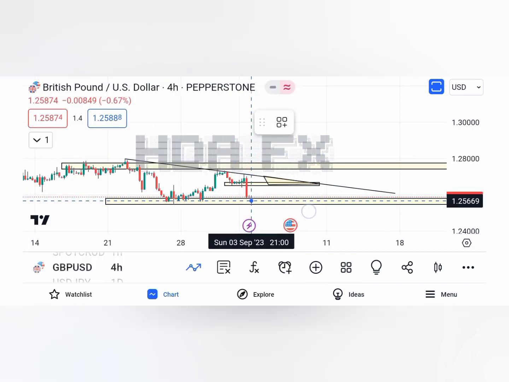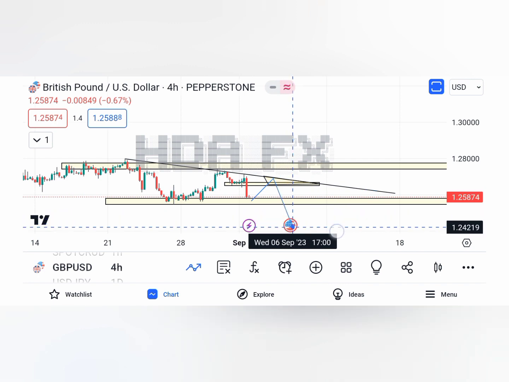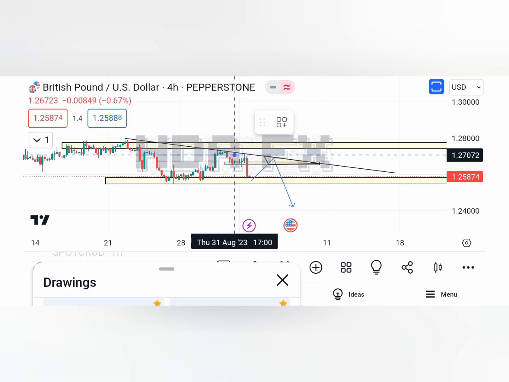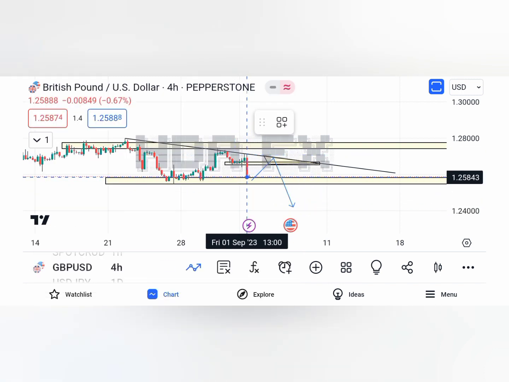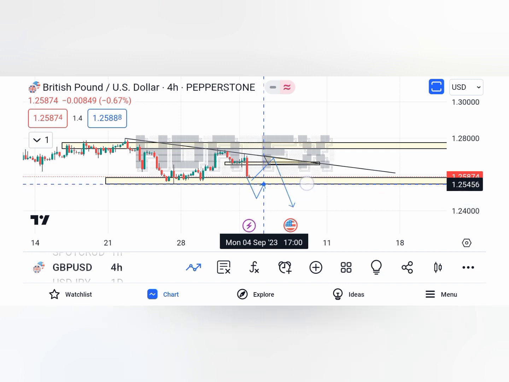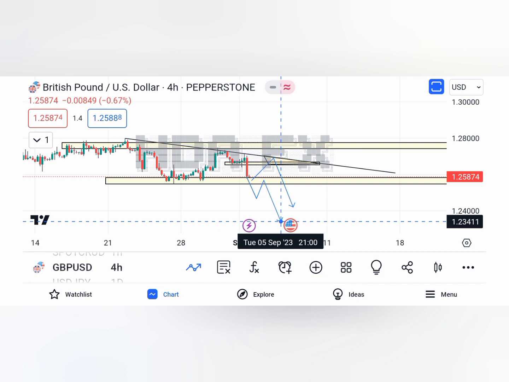I want to see price move up to this zone here, then place my sales here. This is what I want to see on GBP USD for sales. Or if price breaks this zone downward, then I want to see a retest to this zone here, then a downward move. So this is what I'm expecting on GBP USD this coming week.